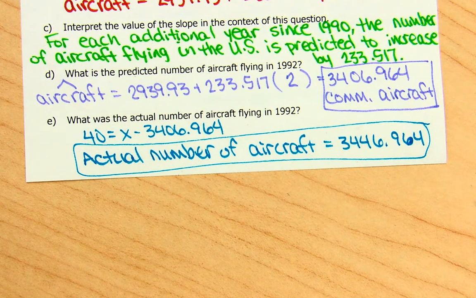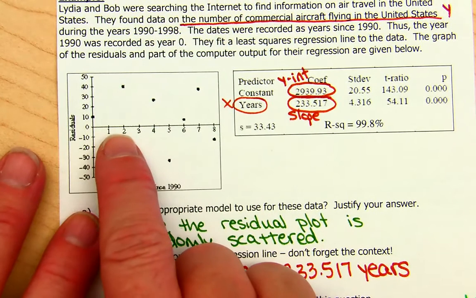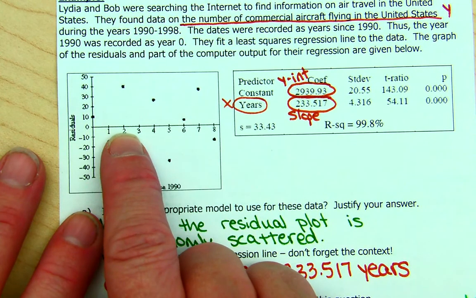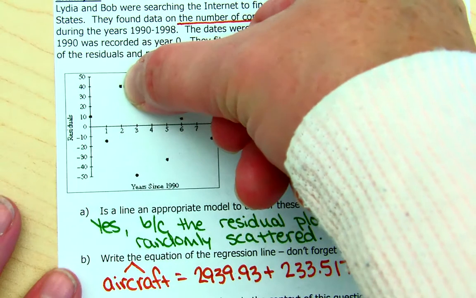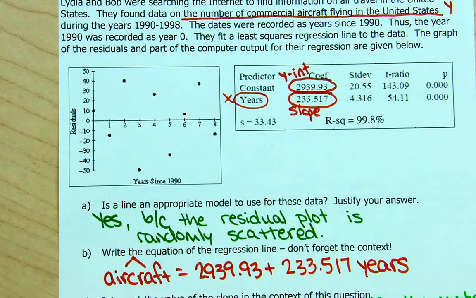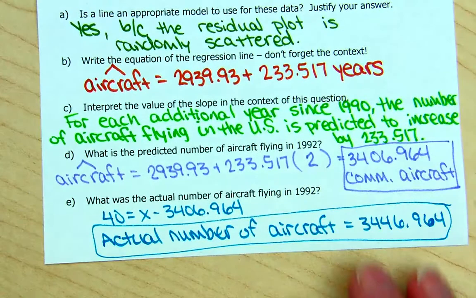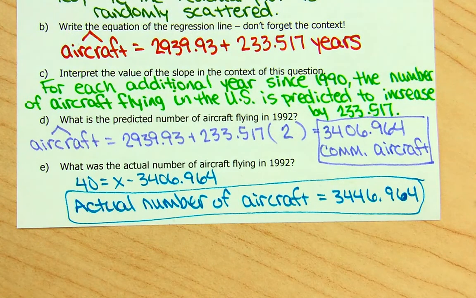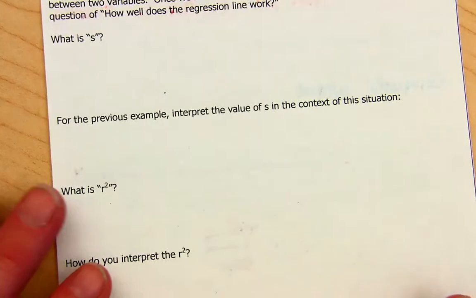Questions so far? Is it okay? I went up here to the residual plot and I said in 1992 is the year 2. So then I said, okay, the only place there's a dot for 1992 is up here, and that value is 40. What else? That's a lot of information, so don't. Do you have a question now? Good? Okay, let's look at the back side.